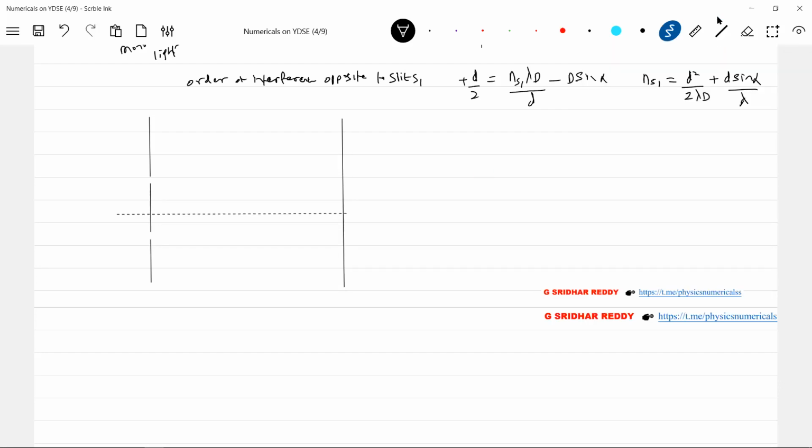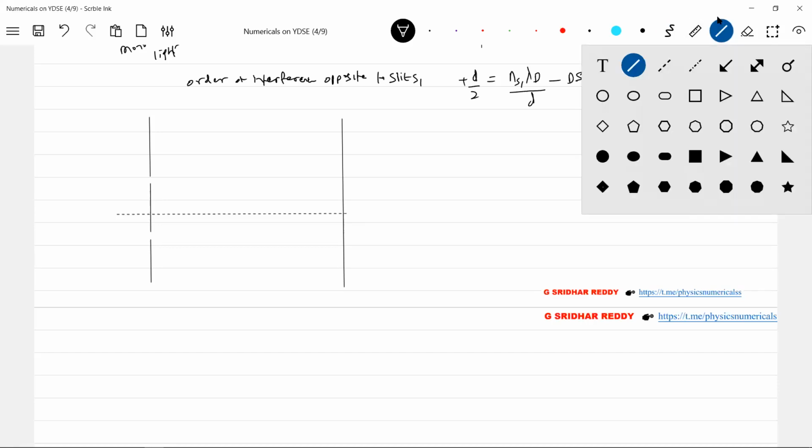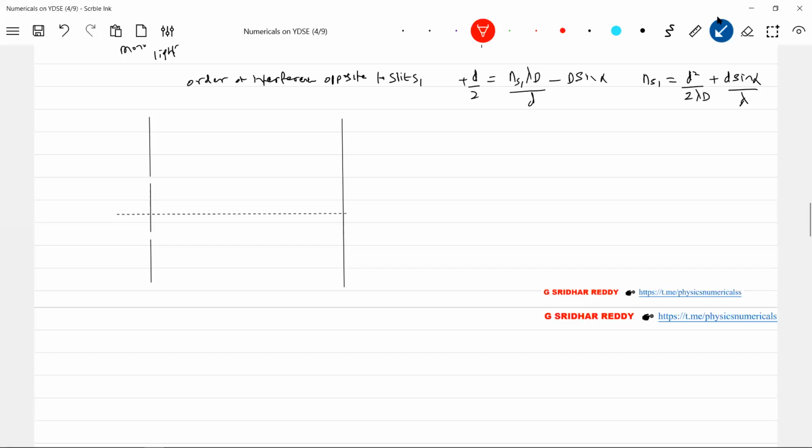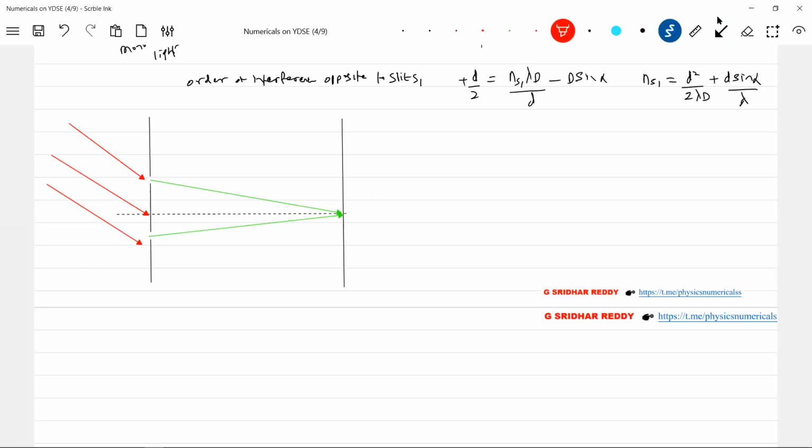I totally forgot all the shortcuts. Huh? Oh, no, this is the beam of light. No. So finally, what should happen? Both the rays should form, and the central maxima must be somewhere here.